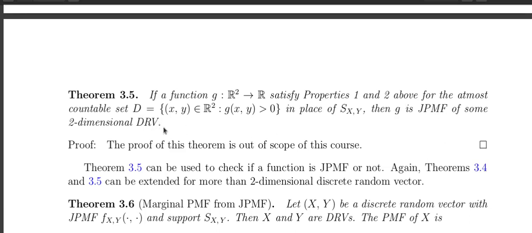So it is again similar to the previous one. In the case of the discrete random variable, we noticed that if g is a function from R to R satisfying two conditions, first that it is always greater than or equal to 0, and second that if I take the summation over the set where it is strictly greater than 0, then it is 1, then that g function is a PMF of a discrete random variable.